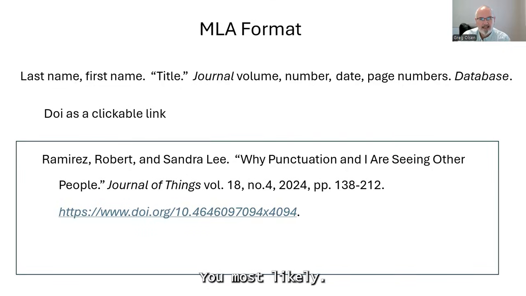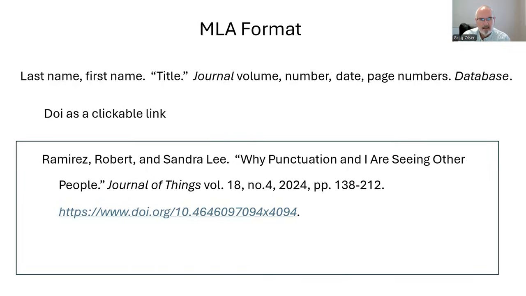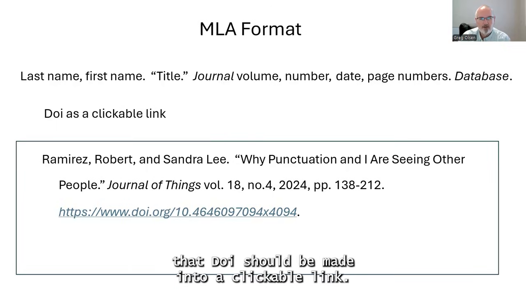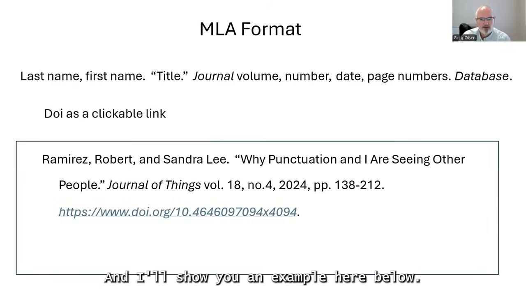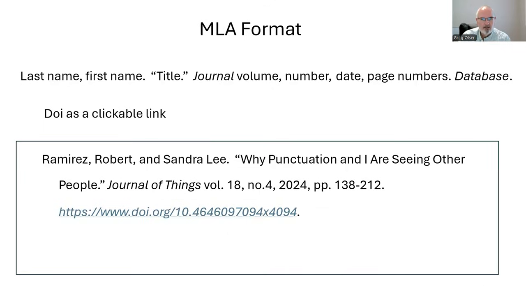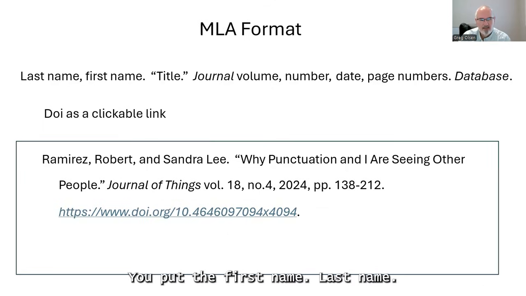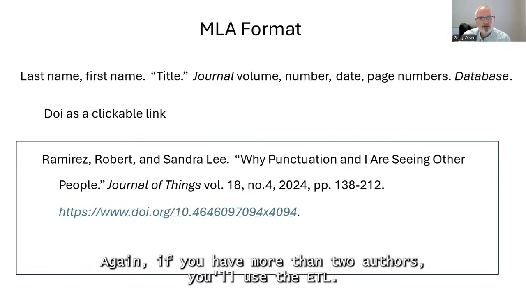You most likely, if you're using a peer-reviewed source, also have a DOI. That DOI should be made into a clickable link. And I'll show you an example here below. So here we have two authors. We have Ramirez, Robert, and Sandra Lee. You'll see what you do with the second author. You put the first name, last name. Again, if you have more than two authors, you'll use the et al.